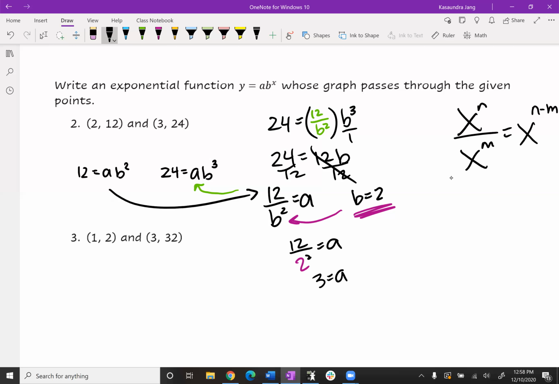All right, so that means y equals the A, which we just found is 3, times the B, which we found was 2, raised to the x. So y equals 3 times 2 to the x.